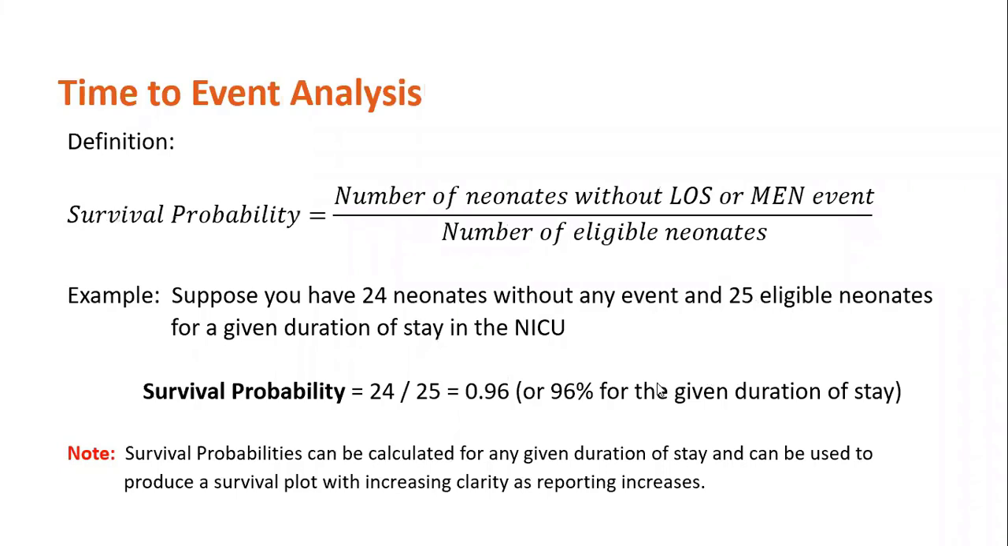This next metric is where it gets a little bit interesting. It is the third metric, which is called a time to risk analysis or a survival probability. It is the number of neonates without an LOS or MEN event divided by the number of eligible neonates. Suppose you have 24 neonates without an event and 25 infants for a given duration of stay in the NICU. The survival probability would be 96%.